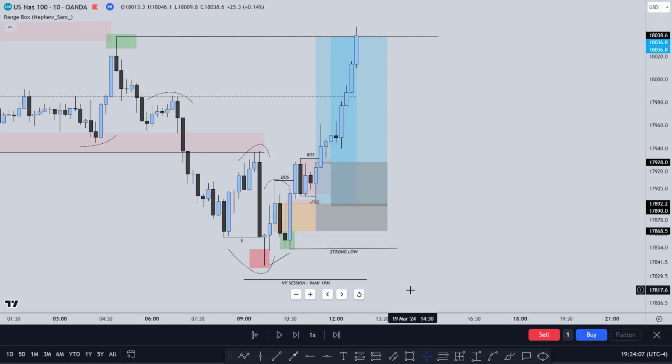So that's basically how I do my trades for the day, for the New York session. So I would say that's basically it right here. So I hope you guys enjoyed this small trade breakdown of this NAS 100 trade and how I kind of trade the New York session, I would say.